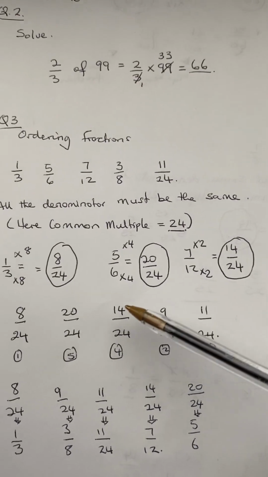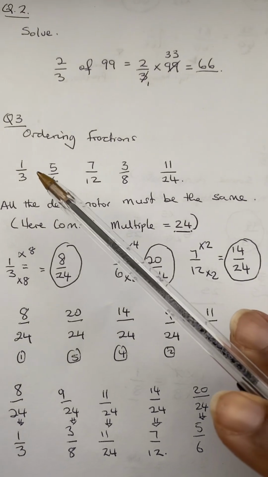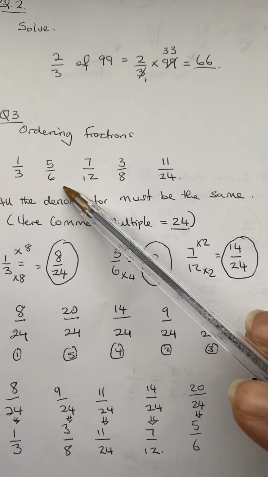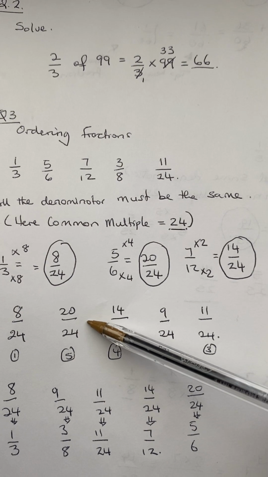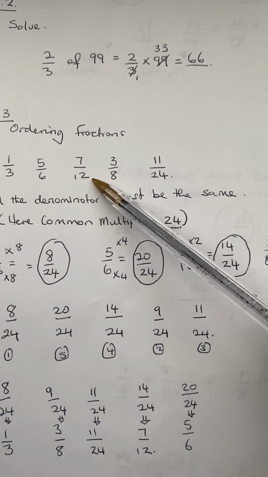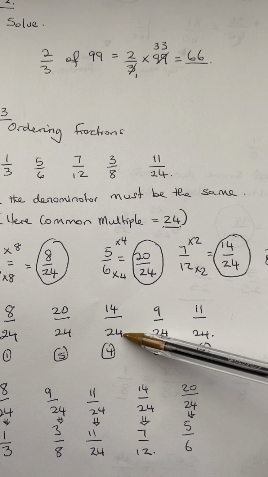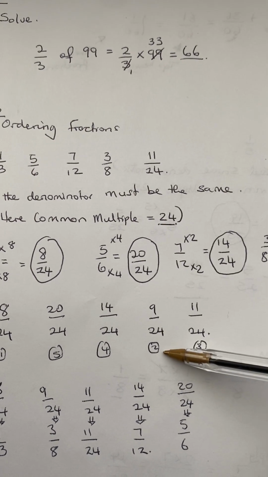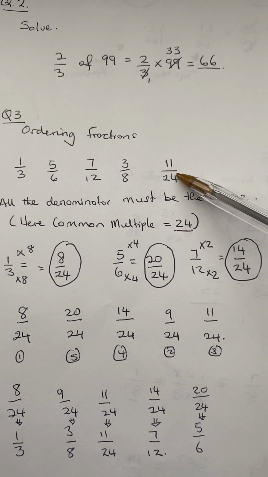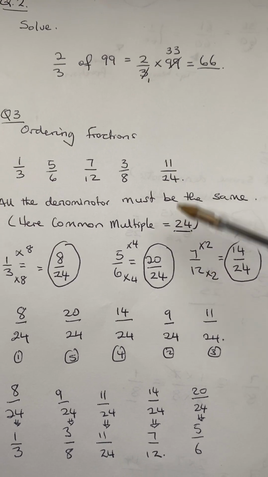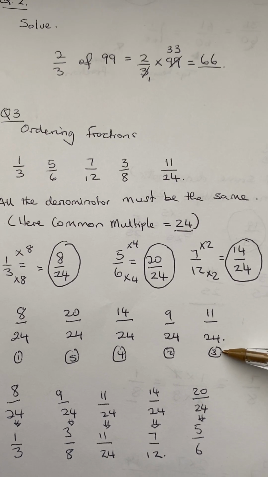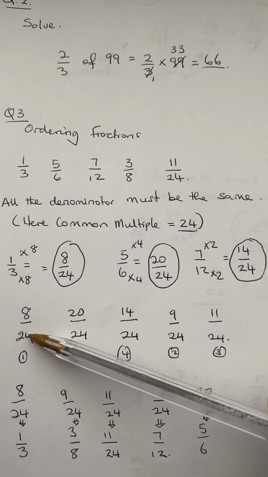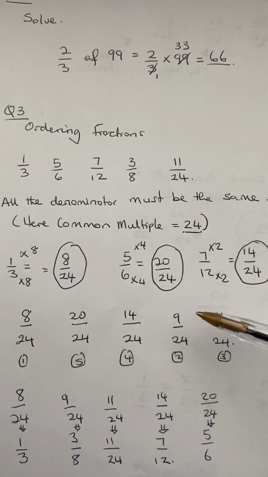So now I've changed 1/3 to 8 over 24, 5 over 6 to 20 over 24, 7 over 12 to 14 over 24, 3 over 8 to 9 over 24, and 11 over 24 stays 11 over 24. So now, because I have the denominators the same, I can order them.